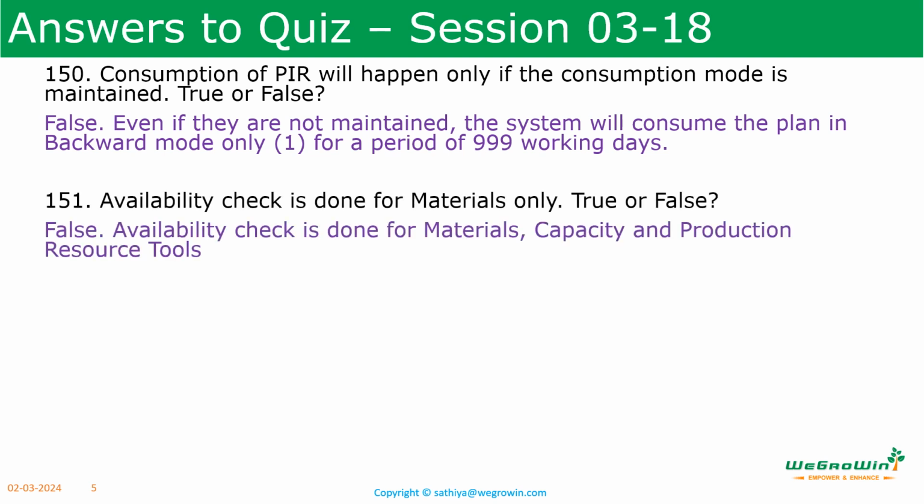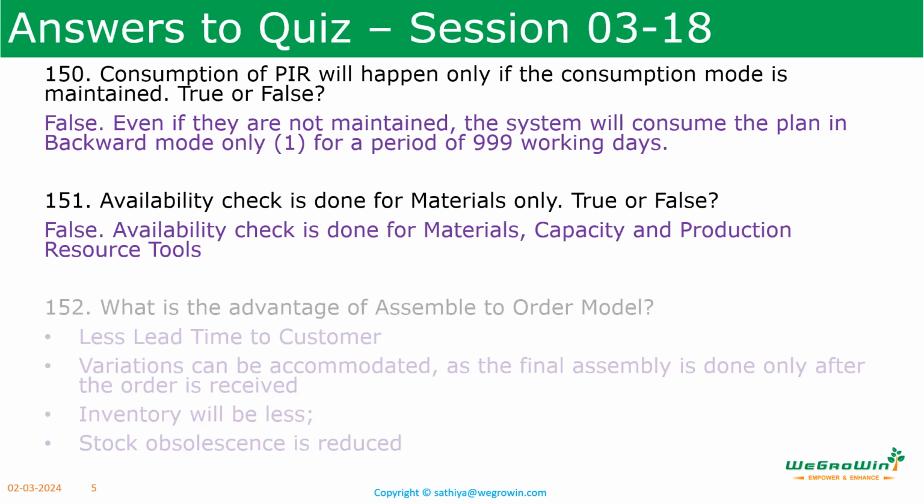Availability check is done for materials only. True or false? It is also false because availability check is done for materials, capacity, and production resource tools (PRT).